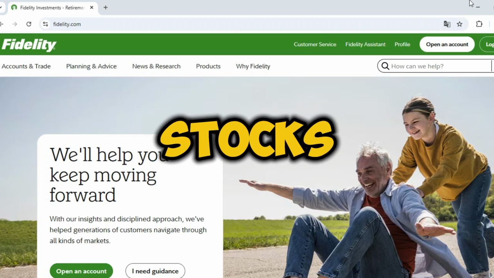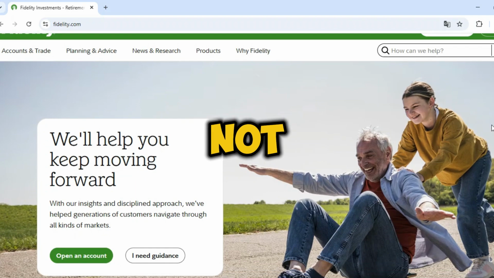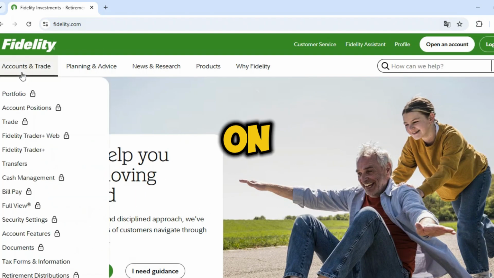Tired of buying or selling stocks at whatever price the market gives you? If you want more control over your trade executions, you're not alone. Today, we're placing a limit order on Fidelity.